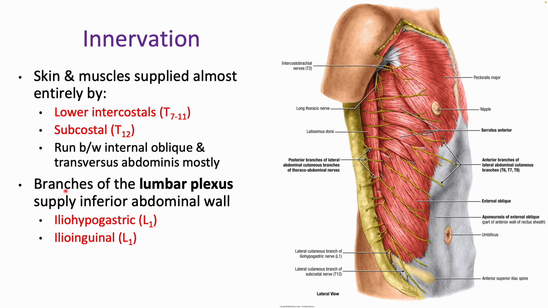Other nerves worth noticing are going to be branches of the lumbar plexus, and they're going to supply the inferior abdominal wall down here. And so the two big ones that we want to note are the iliohypogastric and the ilioinguinal, and those are both going to be coming from L1.